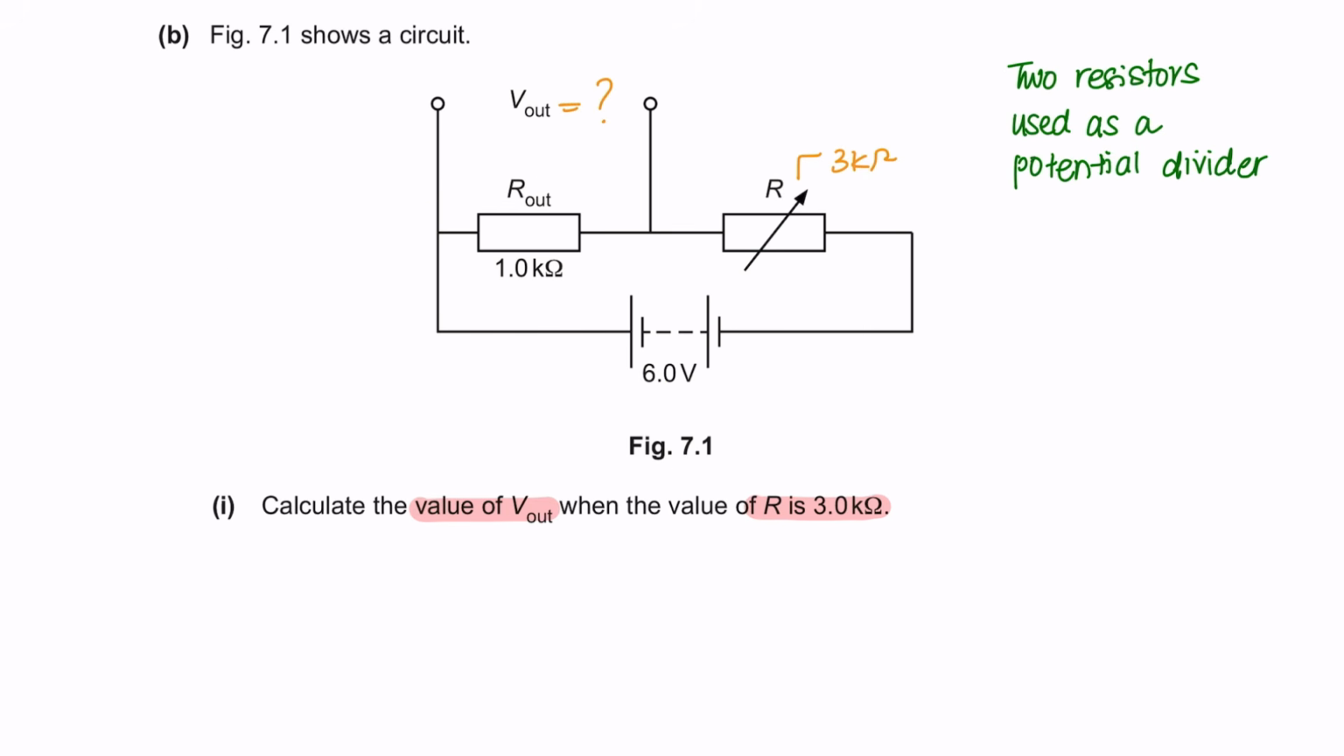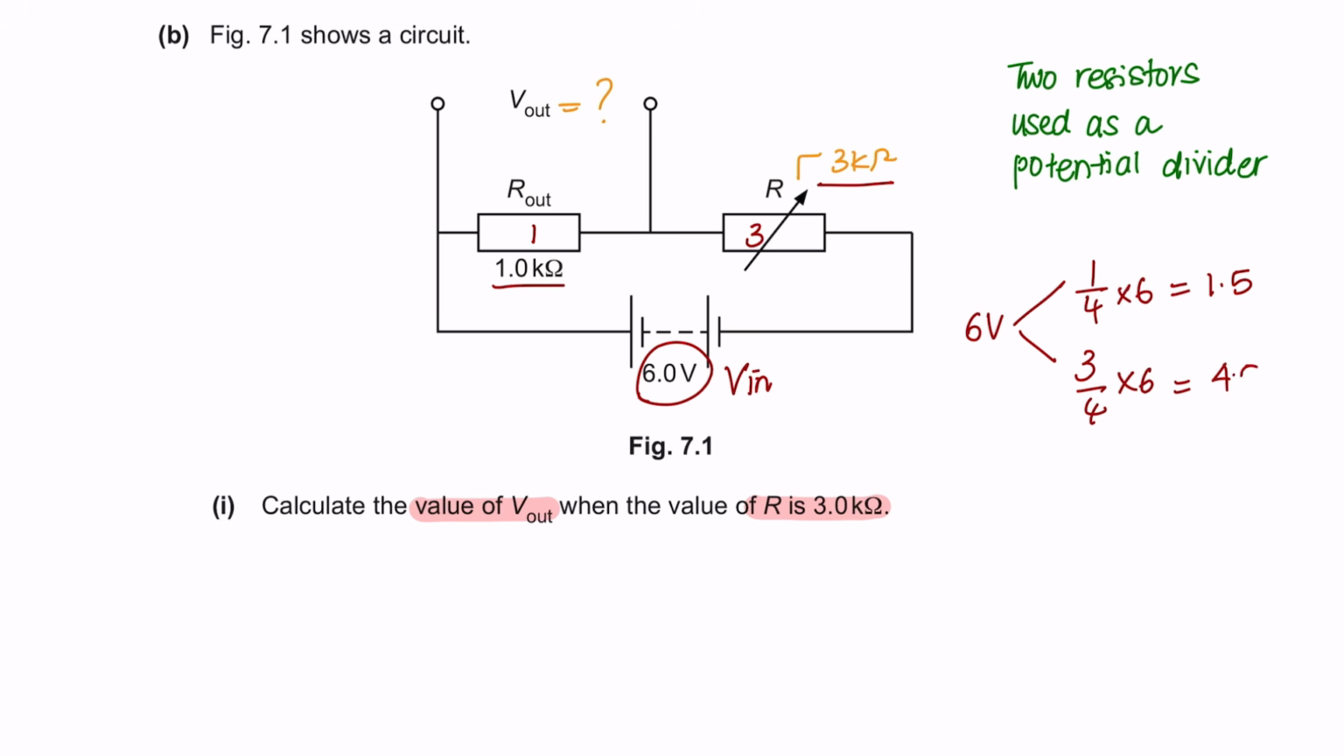So now let's look at this question. You've got 6 volts here as your V in. One of the resistors is 1 kilo ohm and the other resistor is 3 kilo ohms. So the ratio is 1 to 3. So if I follow the mathematical method, this is how I'm going to do it. V out would be 1.5 volts. And the other output would be 4.5 volts.